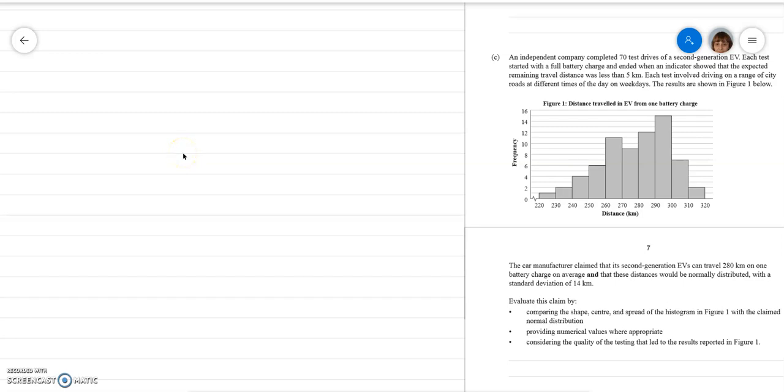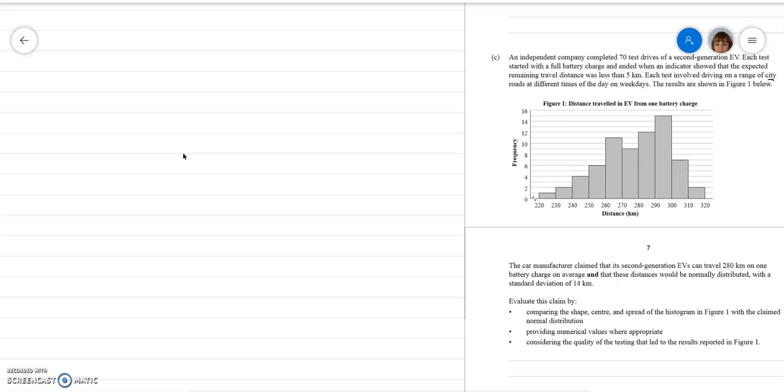So for this one, it's a different company, 70 test drives. Each test started with a full battery charge and ended when it showed that the distance was going to be less than 5 kilometres. Each test involved driving on a range of city roads, so I'm going to underline that, city roads, because that could be important, at different times of the day on weekdays, and the results are shown in figure 1 below. Let's have a look at what we've got to do.